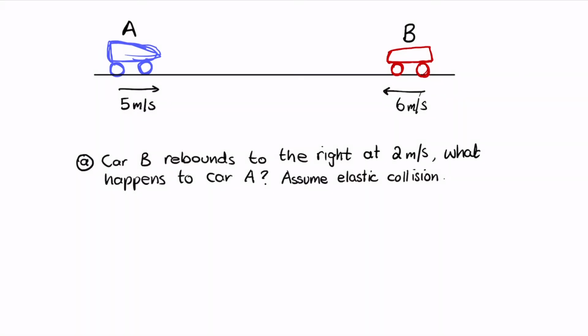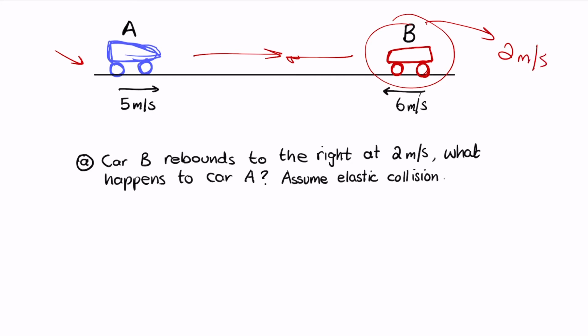So with this question, we're given two cars. Car A is going at 5 meters per second in a rightward direction, whereas car B is going 6 meters per second in the leftward direction. Essentially, the question asks, what happens to car A if these two collide, they have a collision, and car B rebounds to the right at 2 meters per second. So what happens to car A?